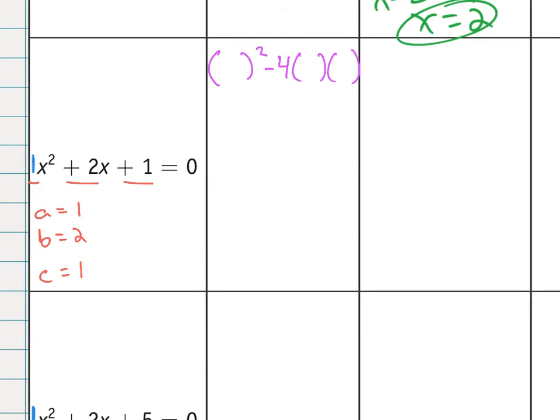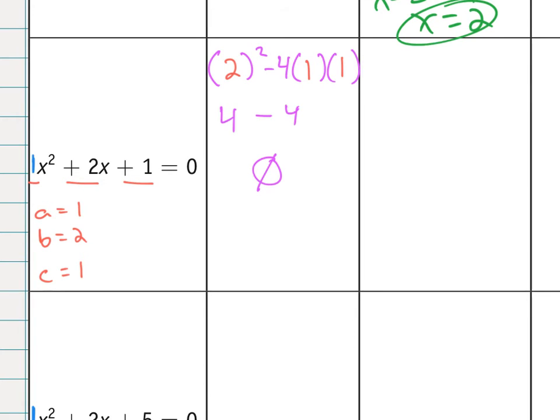Okay, identify A, B, and C for our discriminant. So A is 1, B is 2, C is 1. Let's go ahead and plug it into the discriminant now. B squared, 2 squared, minus 4 times A times C. All right, now we get something here that's going to be 4 minus 4. So our discriminant value is 0.